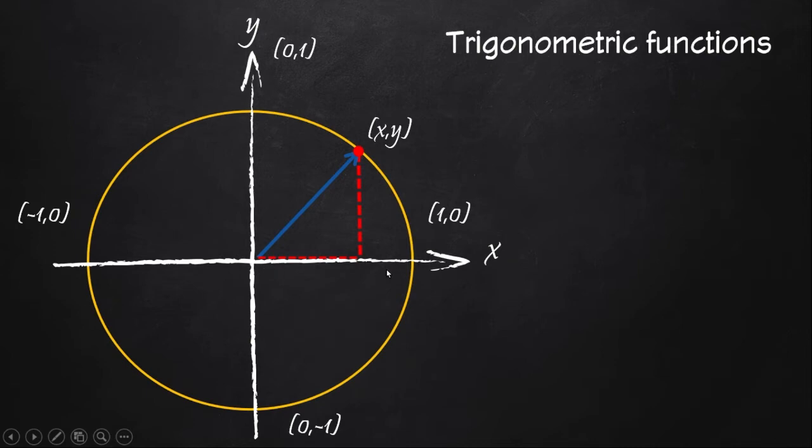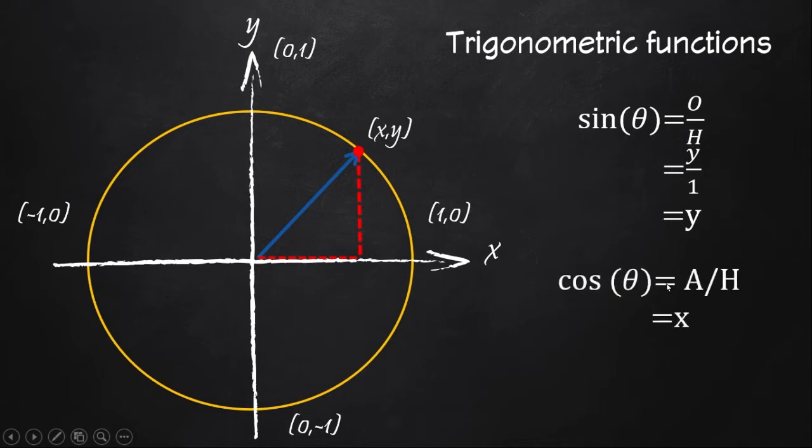So to know this point, we'll use SOHCAHTOA. Sine theta is equal to opposite over hypotenuse, so y over 1. So sine theta is equal to y. And cosine theta is equal to adjacent over hypotenuse, so x over 1. So cosine theta is equal to x. Now we confirm that sine theta is equal to y and cosine theta is equal to x.